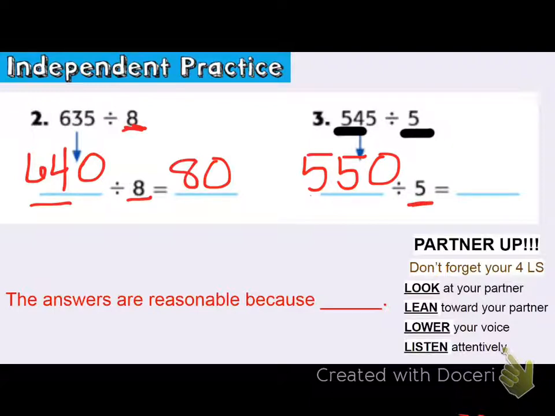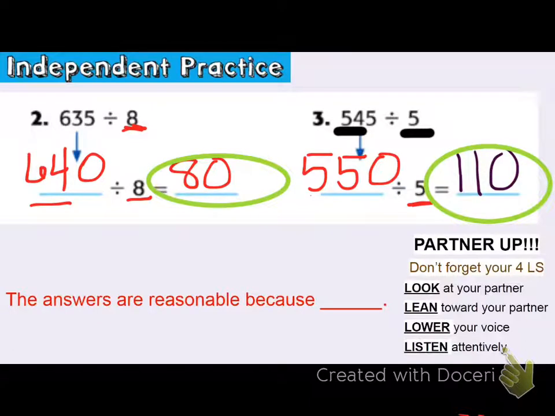So I know that 5 goes into 55 11 times and add my 0. Okay, so I estimated, I divided. Last, check to see, is it reasonable? Does your answer make sense?